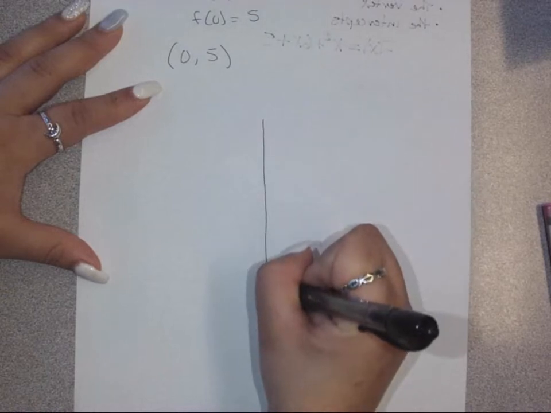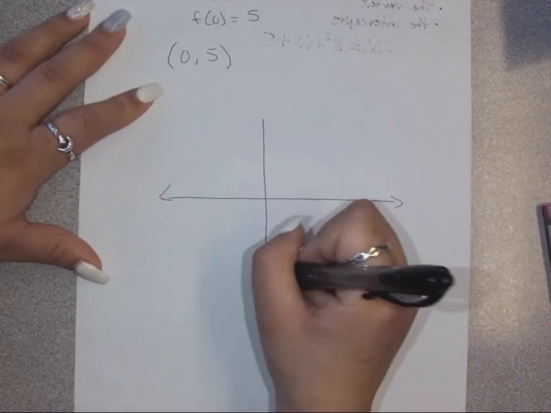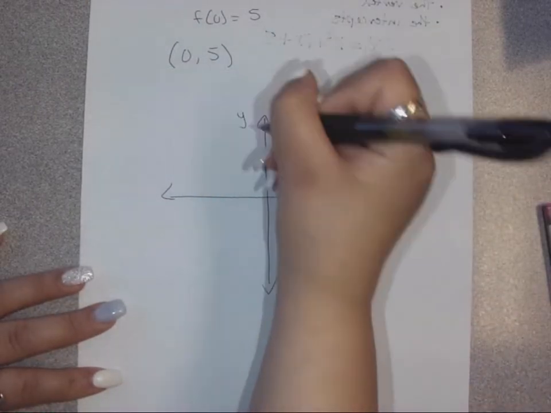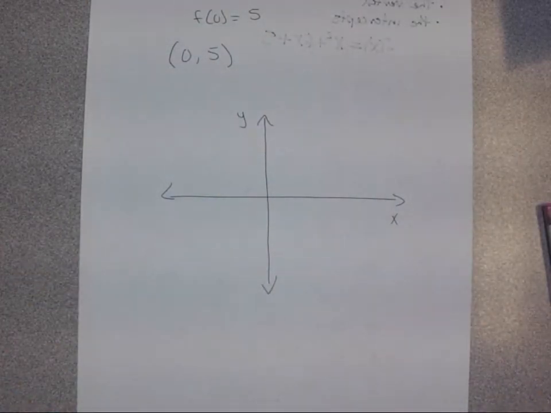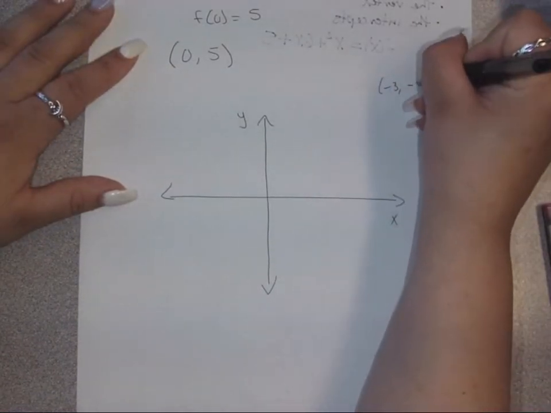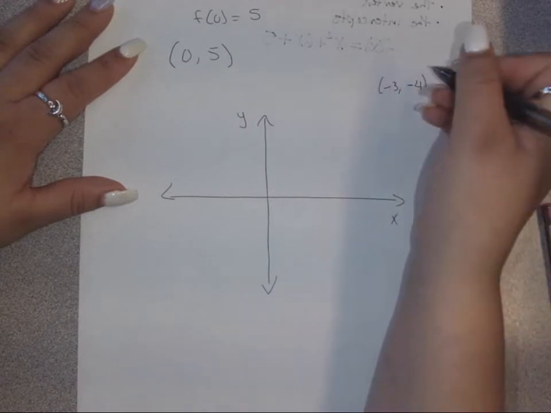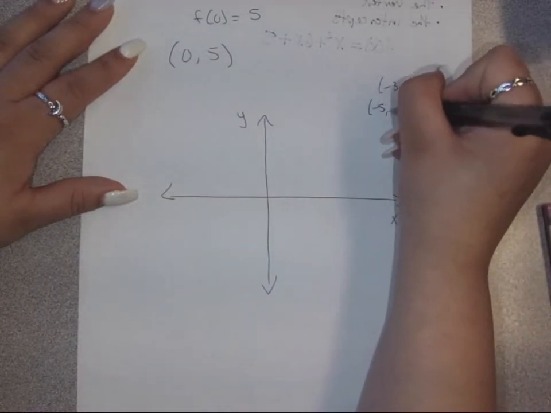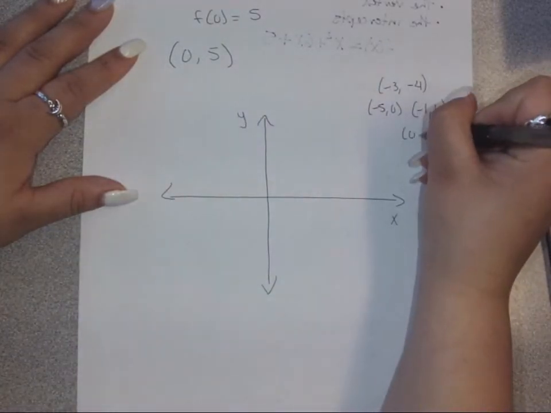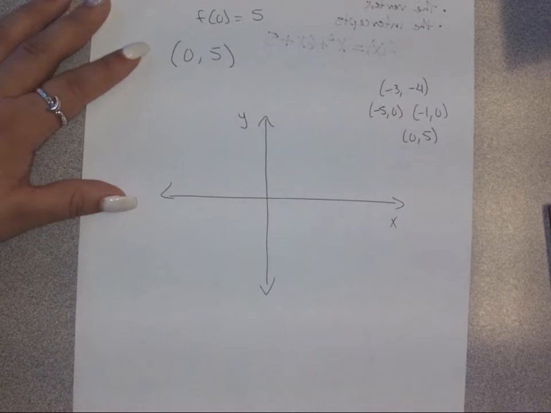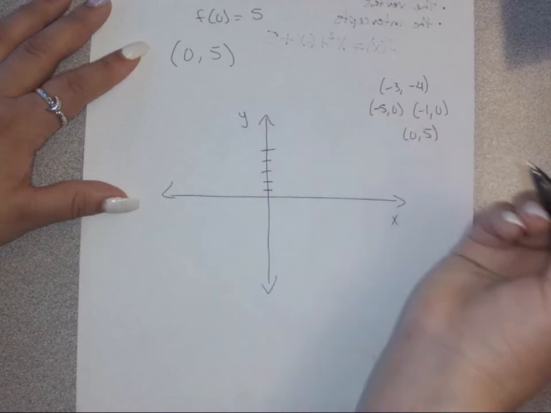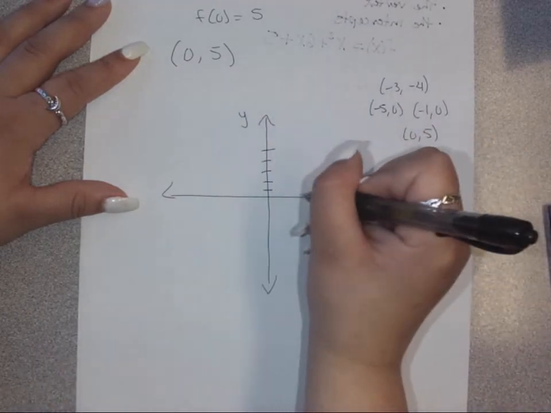So when you put it on your x and y axis, we have the points of our vertex, which is negative 3, negative 4. I'm going to write them to the side. We know our x-intercepts are the points negative 5, 0 and negative 1, 0. We just found our y-intercept of 0, 5. So I'm going to go all the way up to 5 here. I'm going to go all the way to 5 here as well.